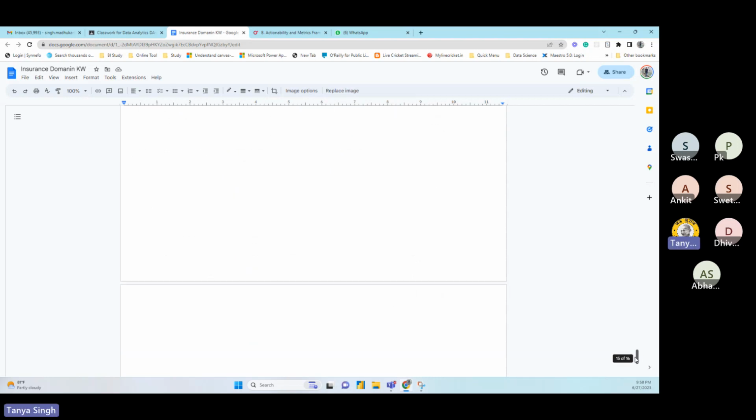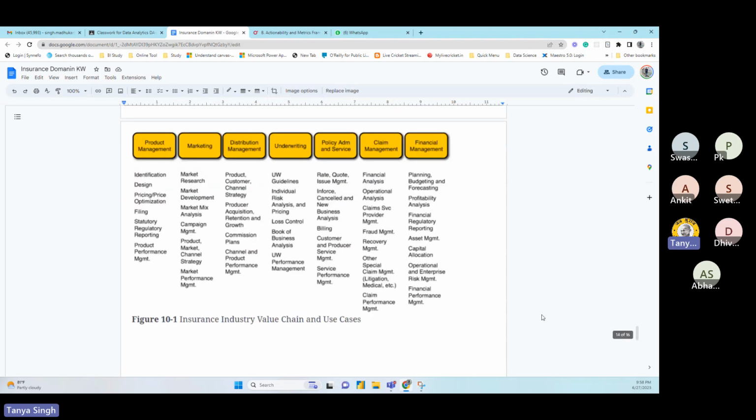And there is a very good book on that, Applied Insurance. You can read through it in detail. These are just some pictures from there. You can go and read in detail if you are interested. So yeah, that's all for insurance, and that's all for today.